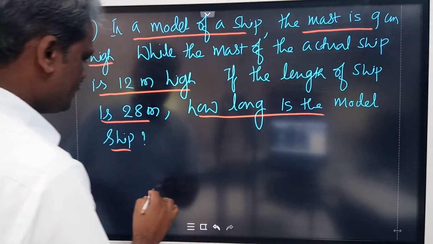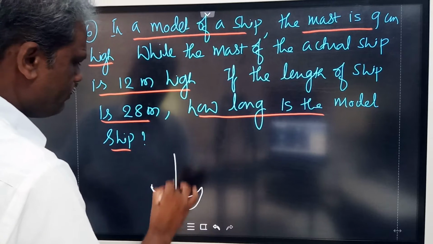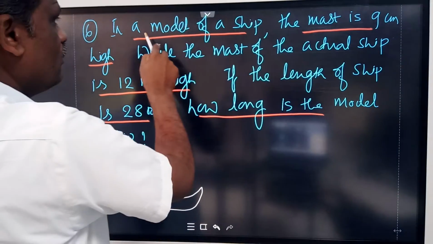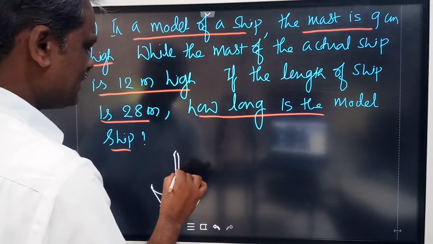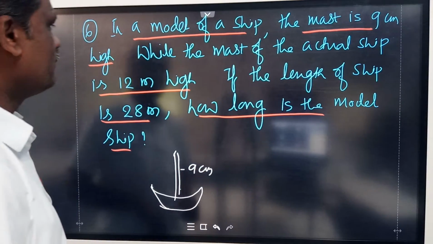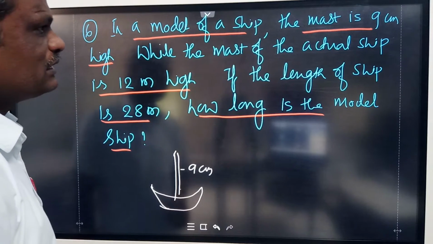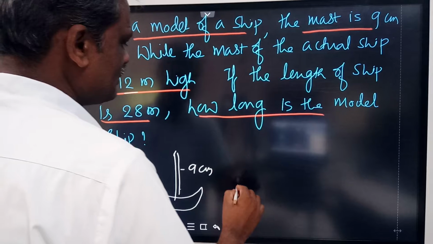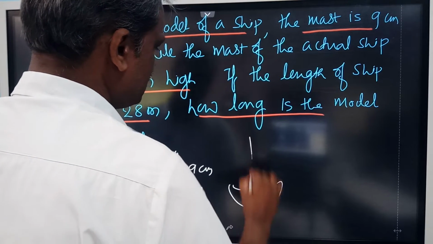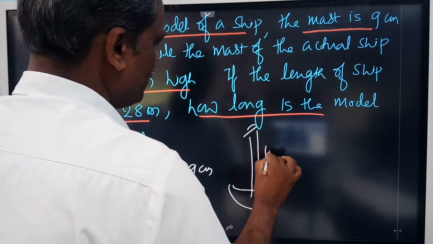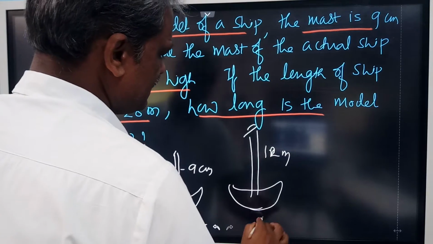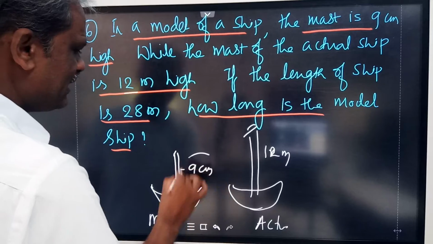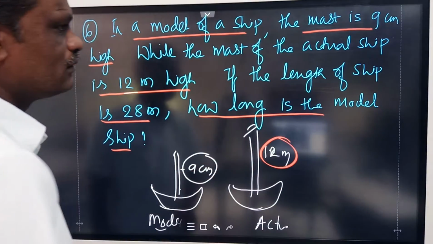Nine centimeter high. Suppose here is a boat, it has a long pole. That is called a mast. So in the model the mast is 9 centimeter high, while the mast in the actual ship is 12 meter. So this is the actual ship and this is the model. In the model it is 9 centimeter, in the actual ship it is 12 meter.